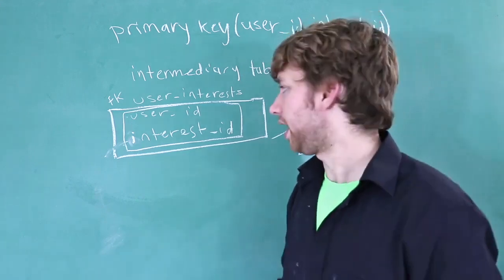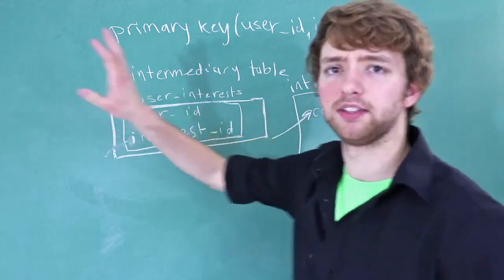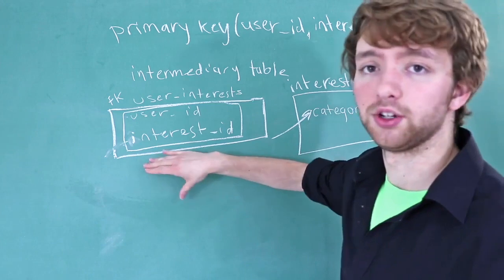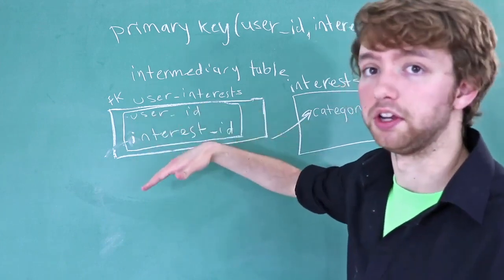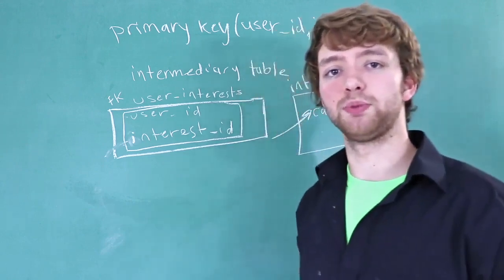something. So anytime you have something that relates to both of these and wouldn't really make sense in the user table and wouldn't really make sense in the interest table, you can put it in here as a column inside of the intermediary table between the many-to-many relationship. So I know this is kind of super complex.